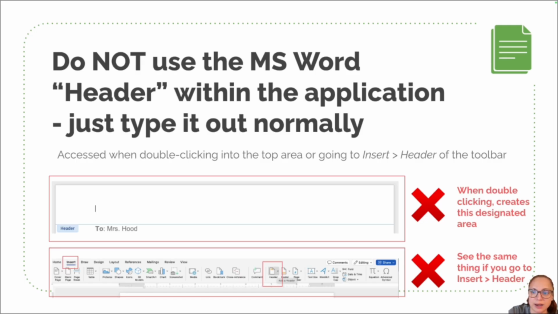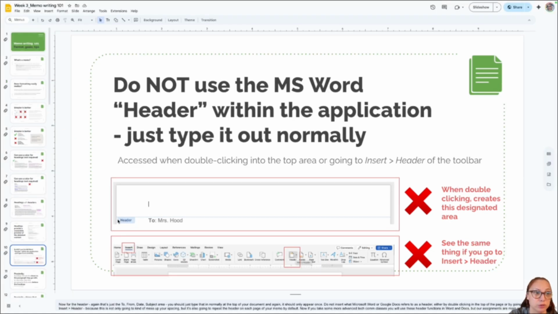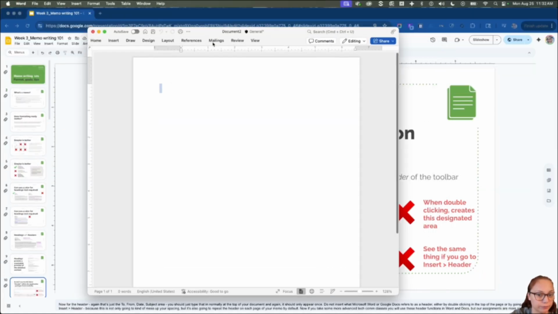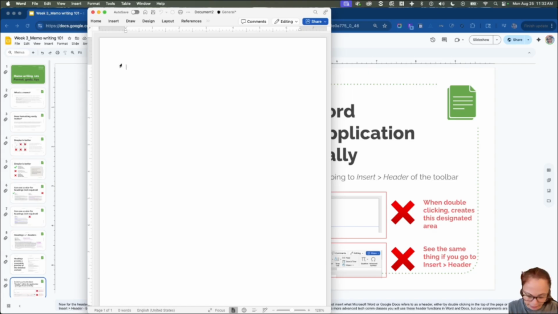So using anything like an advanced header function is just overkill for our class. So let me show you what I want to see in Microsoft Word. Here's a blank document. There's nothing in it. I'm just going to write to, from, date, subject.